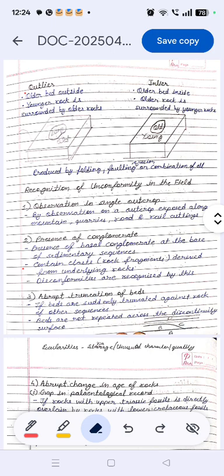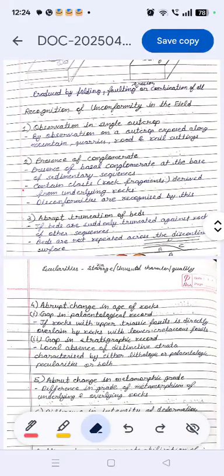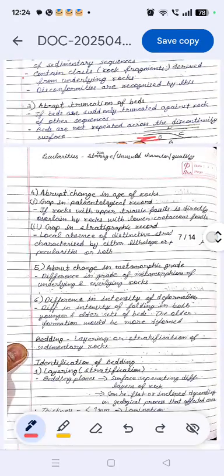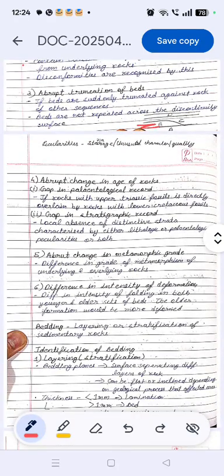Third is the abrupt truncation of the beds. If beds are suddenly truncated against other rock sequences, beds are not repeated across the discontinuity surface. This is the bed B. It is not extending further, and the C has come because of the erosion of this layer. An abrupt change in the edges of the rocks.